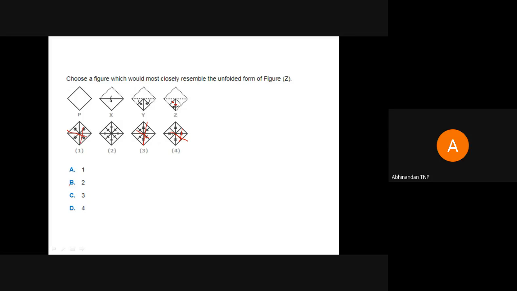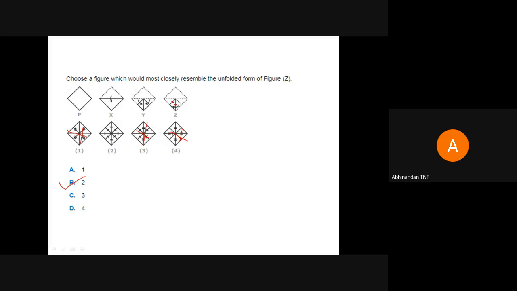When you are cutting a single time, the reflection should show the cutting a single time. In this one we have 2 times. Here also we have 2 times. So here we have 1 time cutting. That's why this option is correct. Option number B is correct.